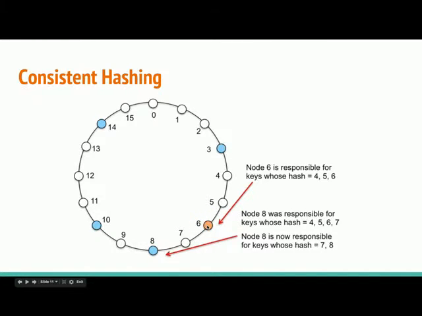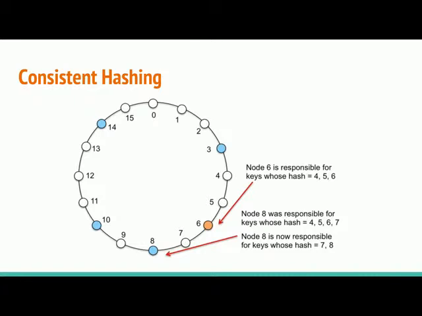So before 6 joined, 8 has 4, 5, 6. After 6 joined, all you need to do is let 8 give 4, 5, and 6 to server or database 6. And all the rest of the data and the servers on this ring don't have to do anything. Only the successor of this newly joined node. So this eliminates a huge amount of data movement, right?